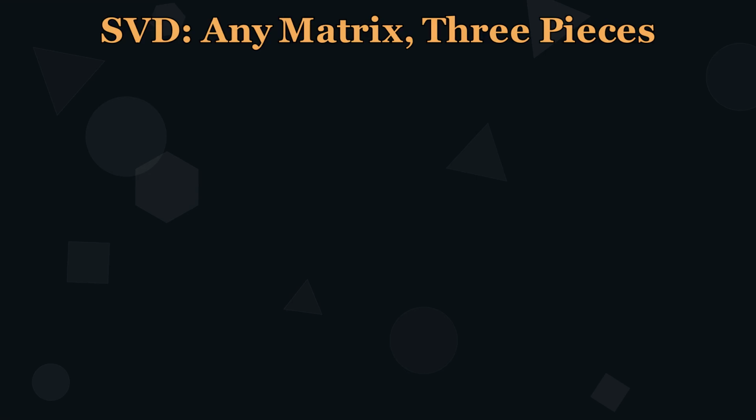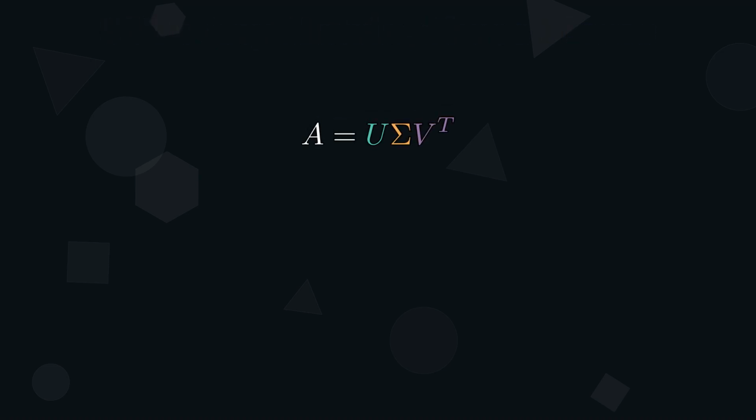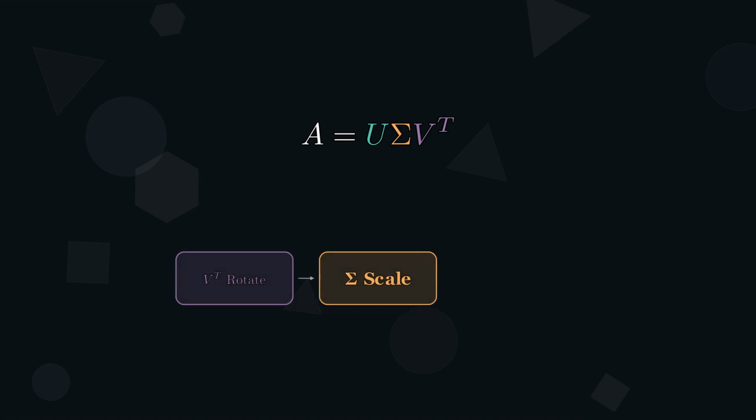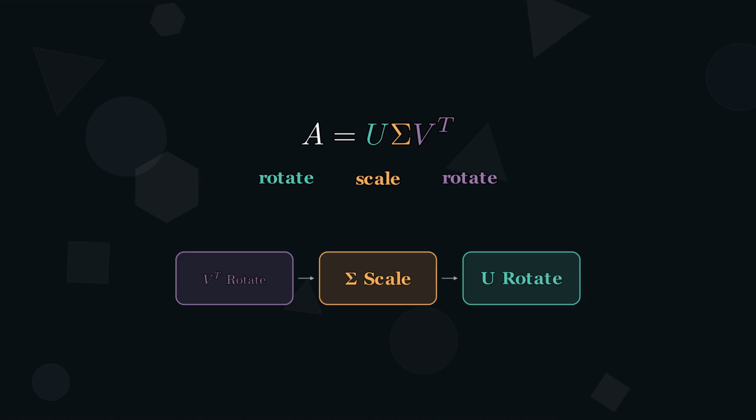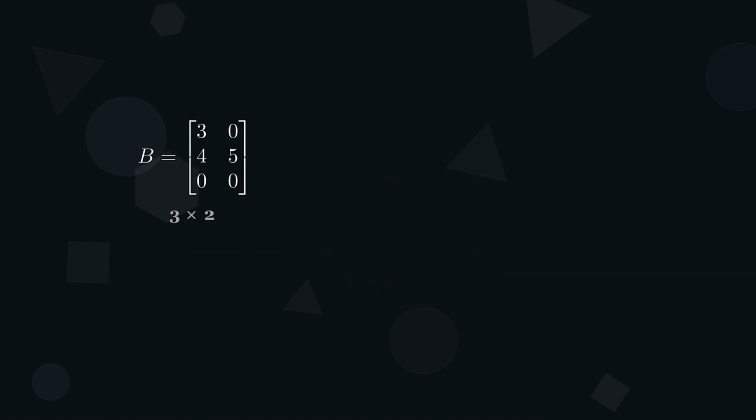SVD, Singular Value Decomposition, is one of the most powerful ideas in all of mathematics. It says that any matrix, no matter its shape, can be broken into 3 pieces. First, a rotation, then a scaling along the axes, and finally another rotation. A equals U, sigma, V transpose. Let's see this with a concrete example. Take this 3x2 matrix B. It's not square, so eigendecomposition won't work, but SVD decomposes it perfectly.